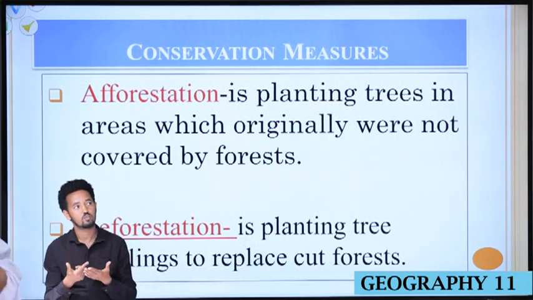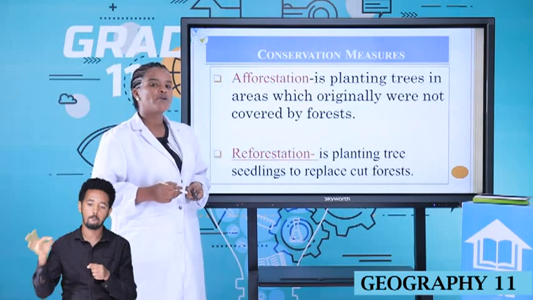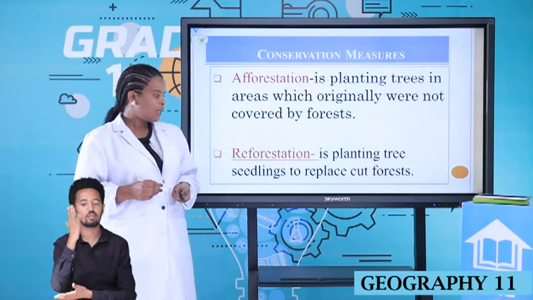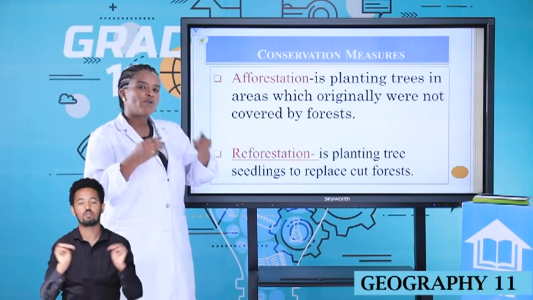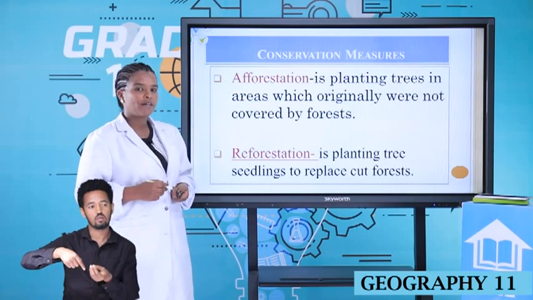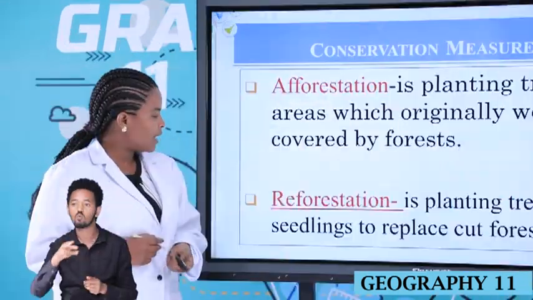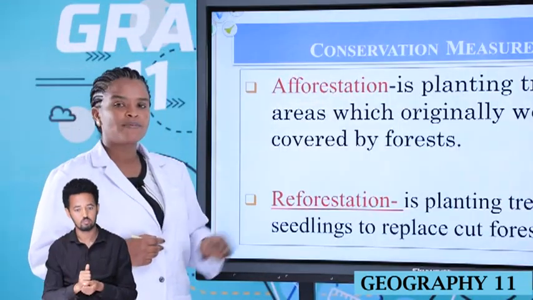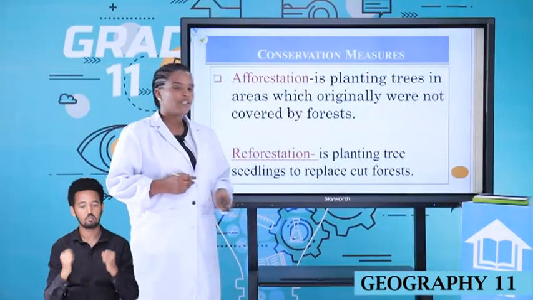Afforestation is another method of soil conservation: planting trees on barren land. This method protects the area from soil erosion agents like wind, running water, and so on. And reforestation is planting tree seedlings to replace cut forests.